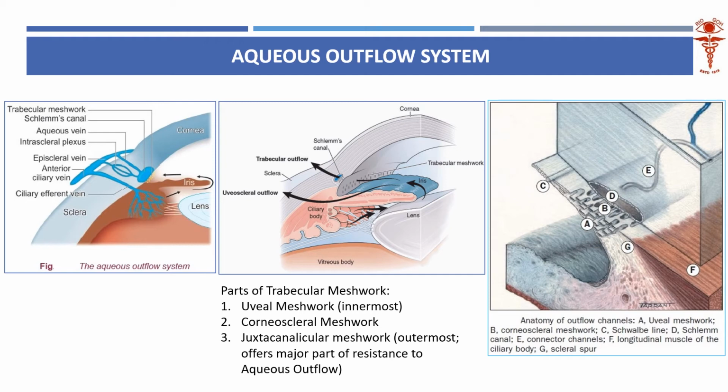So if there is a resistance to the conventional outflow, then glaucoma is going to occur. So that is the question which they'll ask you. They'll ask you, which is the maximum resistance offering part of the conventional outflow? Then you'll have to say the juxtacanalicular meshwork. The juxtacanalicular meshwork is the maximum resistance forming portion. Okay.